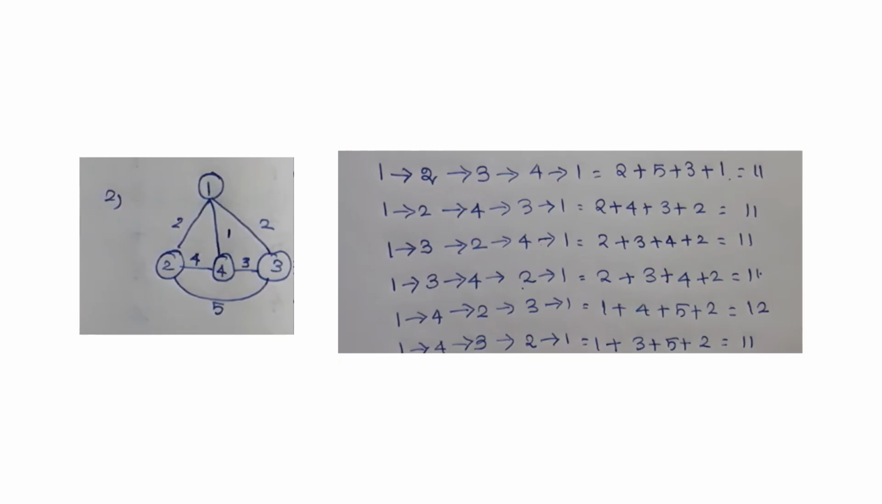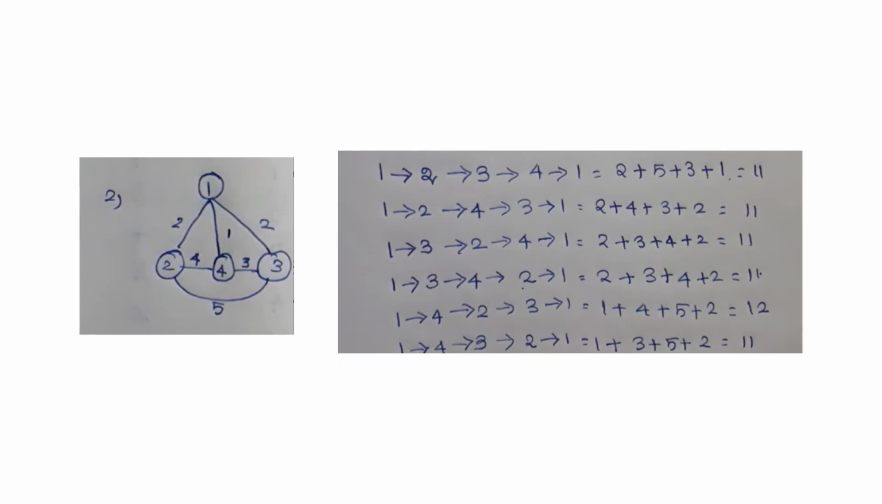Okay, so now we are going to apply the values here. 1 to 2, what is the value? 2, and then 2 to 3 we have 5, and then 3 to 4 we have 3, and then 4 to 1 we have 1. So what is the cost? 2 plus 5 plus 3 plus 1 equals 11. And the next one: 1 to 2, the same combination of 1 to 2 in another way, 1 to 2 as 2, and then 2 to 4 as 4, and then 4 to 3 as 3, and then 3 to 1 as 2. So we have 2 plus 4 plus 3 plus 2 equals 11.